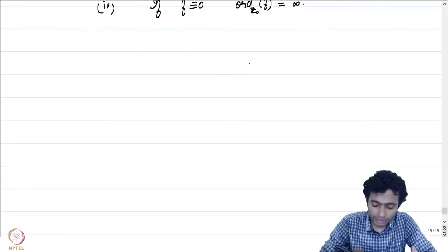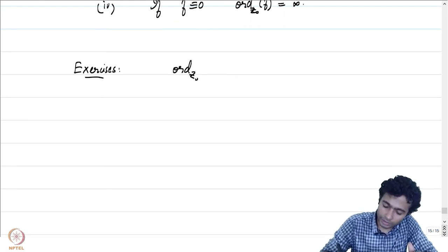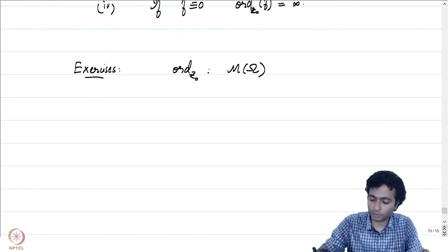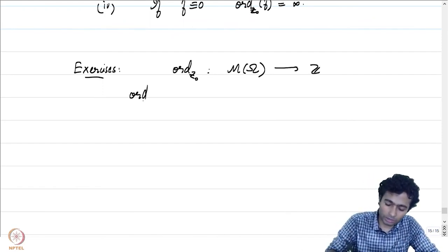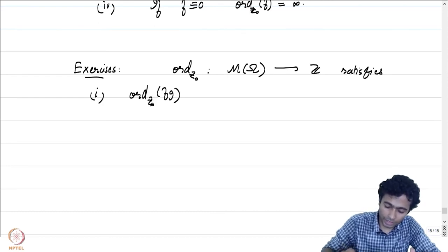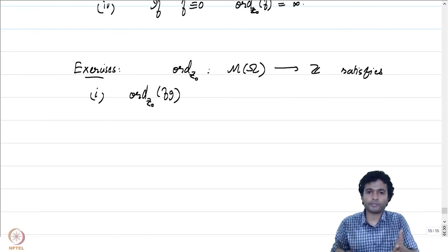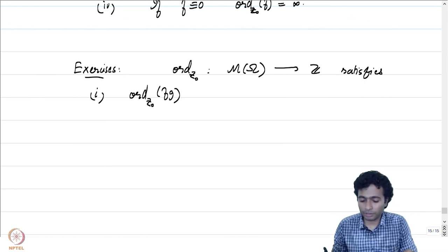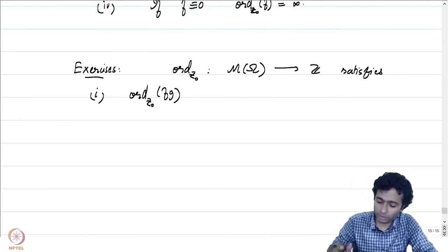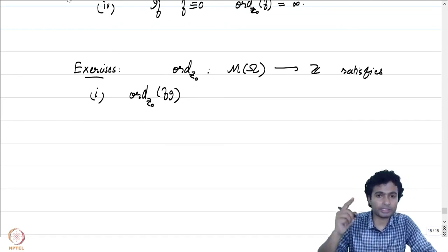Let me now give you a couple of exercises which capture some of the properties of this order function. So, ord at z0 is now going to be a function from M of omega. It takes a meromorphic function and gives you the order of f at z0. It's going to map into Z, and ord satisfies the following. Ord of f times g at z0. There are a few things which I have swept under the rug, namely that to talk about the order of f for f in M of omega, one should be able to say that this order is well defined on an equivalence class. That's a very simple check. That's the reason why it's not being explicitly spelled out. But nevertheless, one should keep in mind that now we are defining this function on M of omega, which basically is an equivalence class of meromorphic functions.